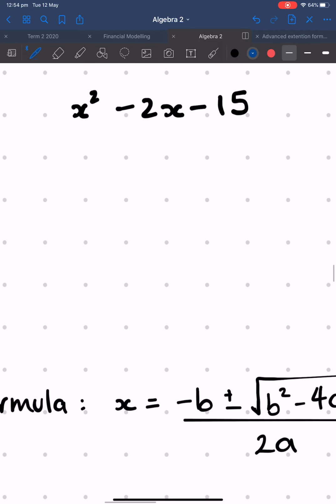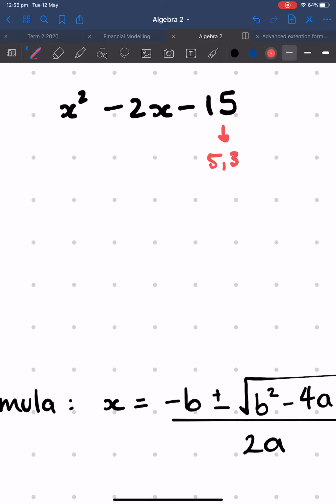Which one? We'll do this one here. Again, we look for factors of 15. The most common obvious answer would be 5 and 3. Again, 15 and 1 is not going to work because the difference is too big. I'm not going to get an answer of 2.